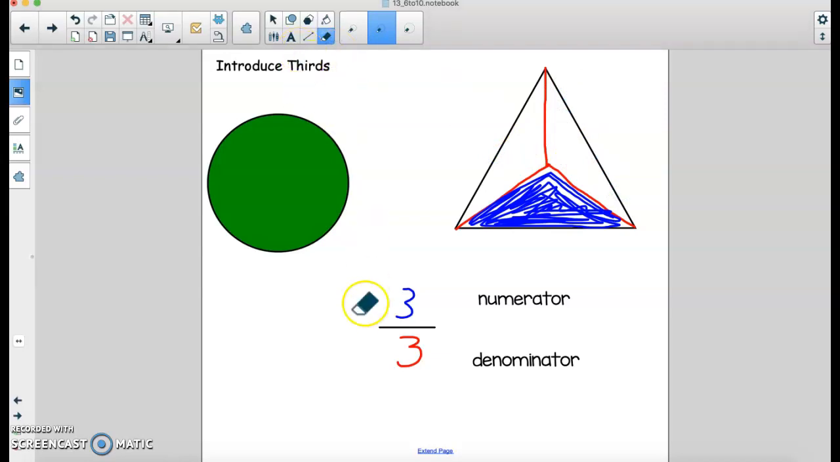It's just to help you so that next year you will know and say, oh my gosh, I remember doing that last year with Miss Miller. So 1/3 is one of the pieces.